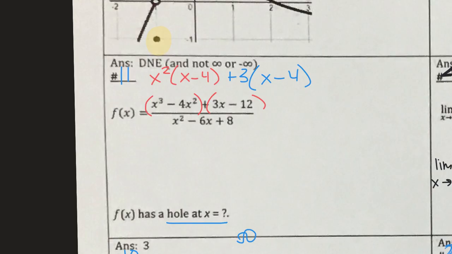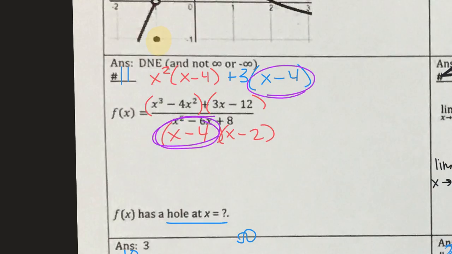Okay, now let's jump to the bottom. What do x squared minus 6x plus 8? What numbers multiply to give us 8 and add to give negative 6? X minus 4 and x minus 2. So which factors cancel out?